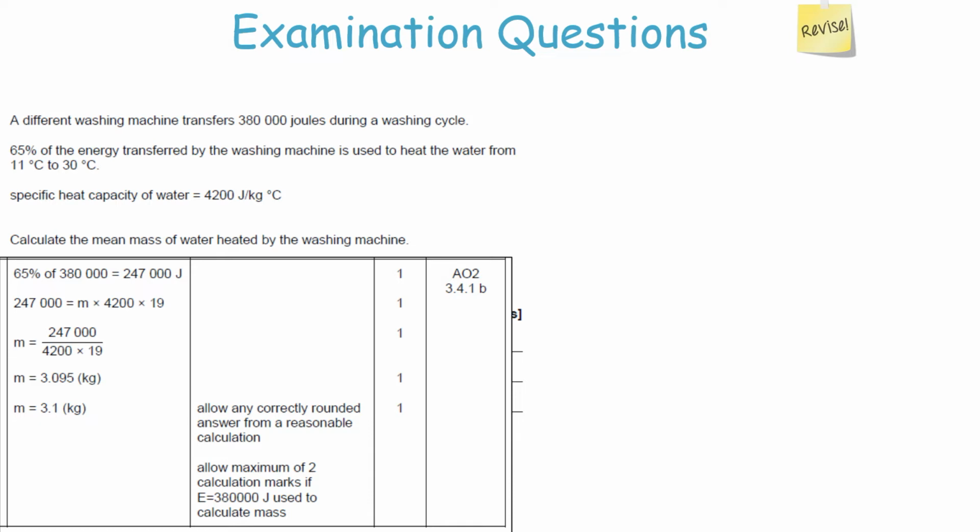So 3.095, we start counting out our first non-zero number, 3, so 3.0 is our two sig figs, but the next value is 9, so therefore it rounds up to be 3.1.